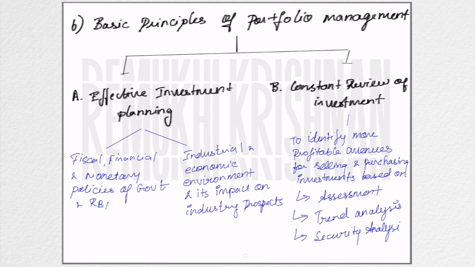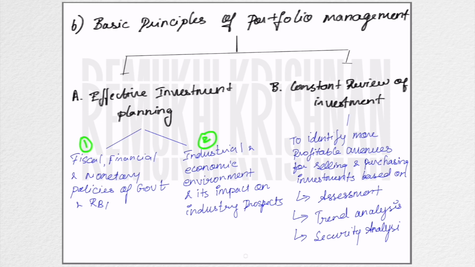Effective investment planning is made by taking into account two items. What are those? One is the fiscal, financial and monetary policies of the government and RBI. What new policies are being released, what budgets are being released, all this needs to be taken care of. And the second aspect is the industrial, economic and environmental impact and its impact on industry prospects. For example, the release of carbon, and how it is going to impact a particular industry.